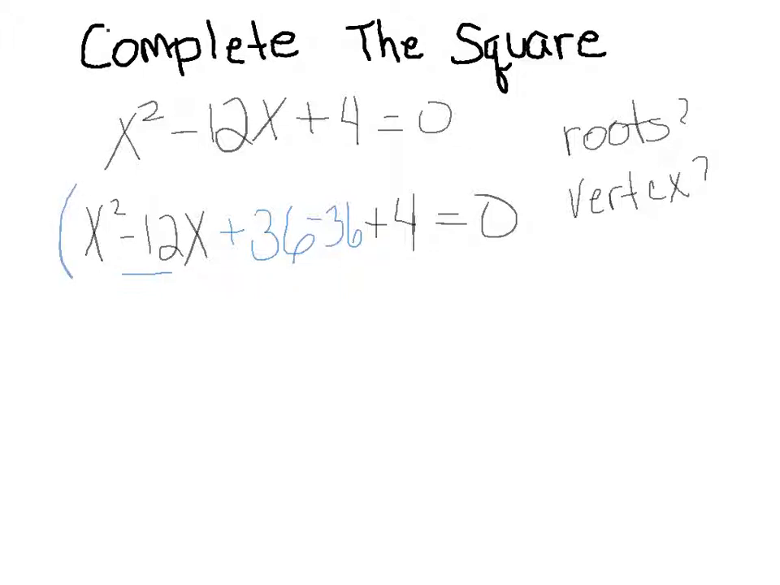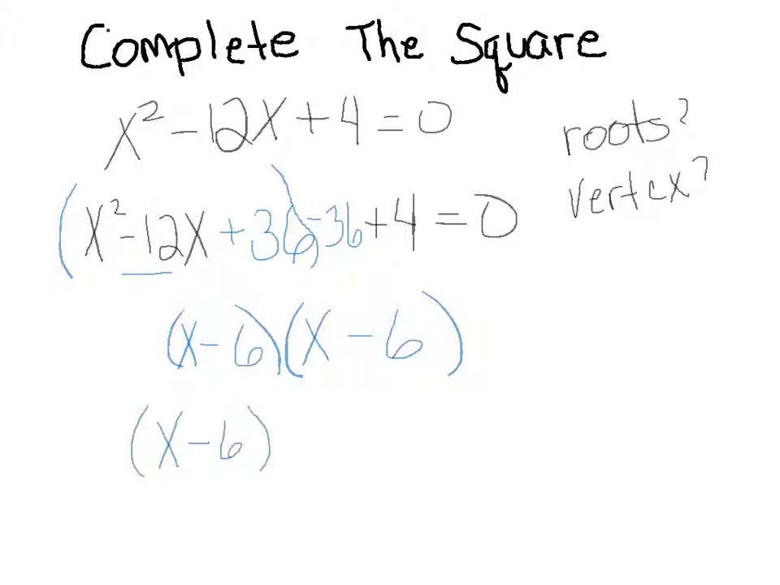But if you look at this and think about it, if I put these into my two parentheses, just that part, do you see how I would have x minus 6 times x minus 6? So I have created a perfect square out of that part. I could rewrite that as x minus 6 squared. Okay, I don't want to forget this, so let's just simplify that. Negative 36 plus 4 is negative 32. That still equals 0.